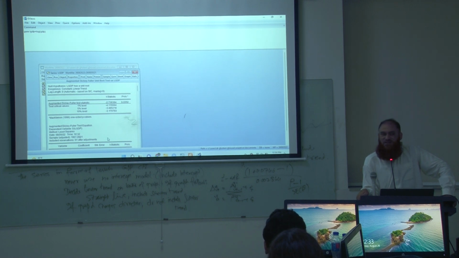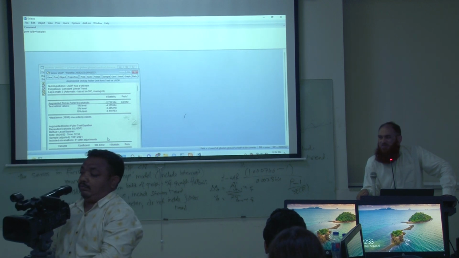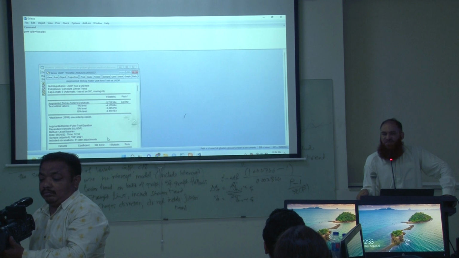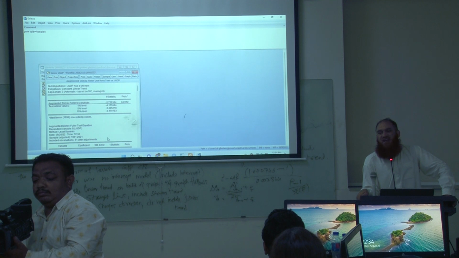So if you have the difference form of a series, do not include a linear trend. What about the intercept? Look at the graph. If the graph is coming back to the origin again and again, then do not include the constant as well.